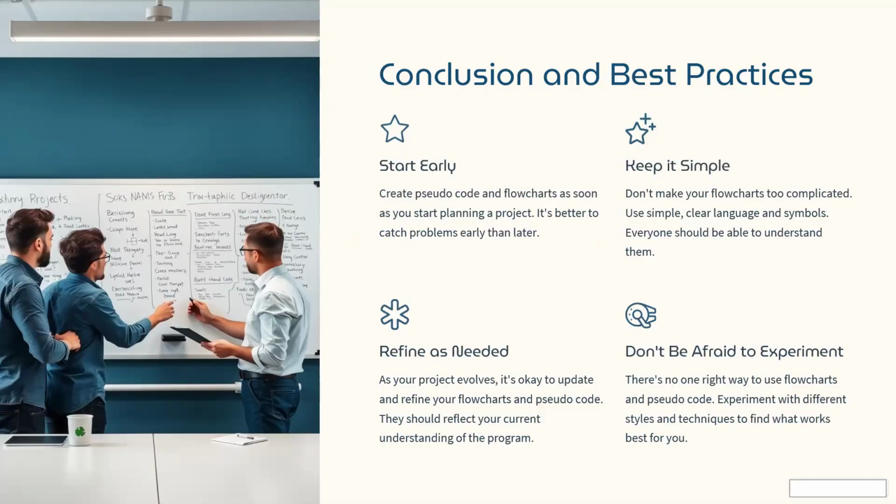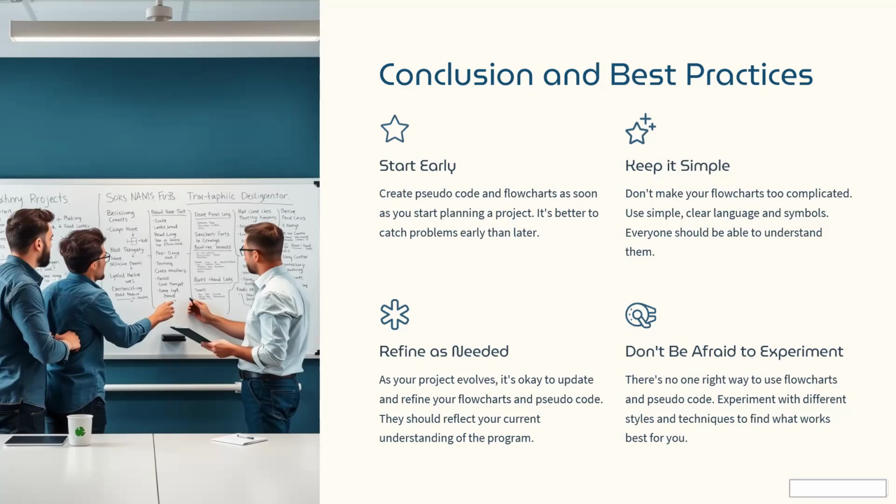Then in conclusion, best practices: start early. Create a pseudocode and flowchart as soon as you start planning a project. It's better to catch problems early than later. So don't get into the middle of your code and not know what to do, because that is going to be very difficult to resolve at the end of the day.